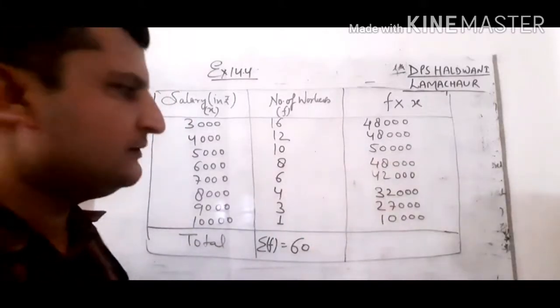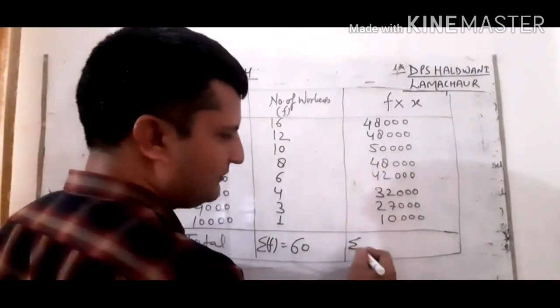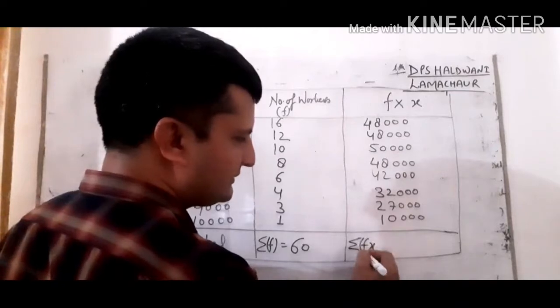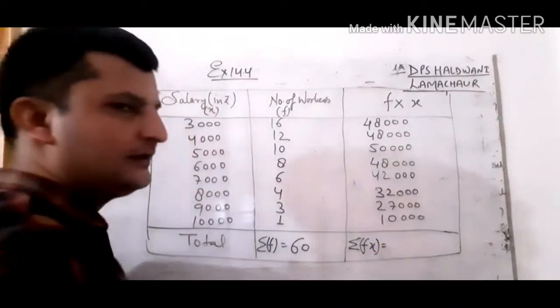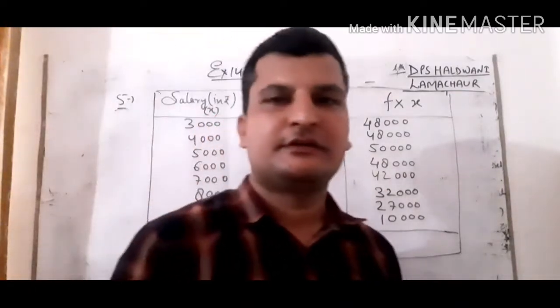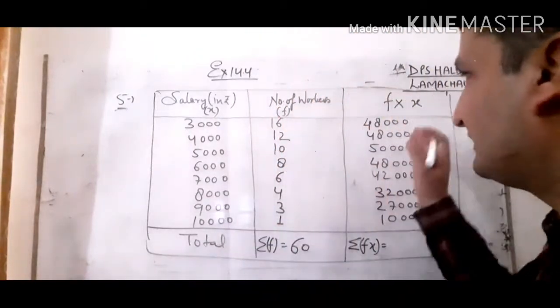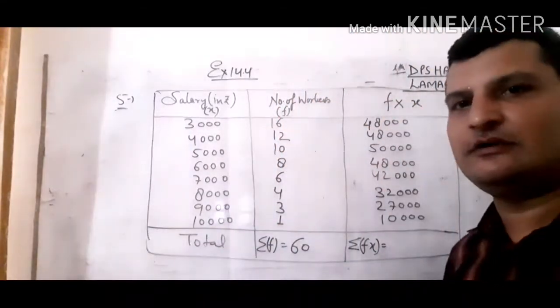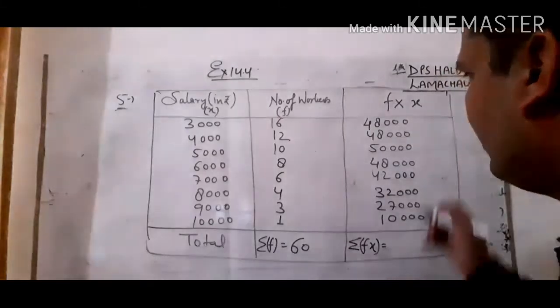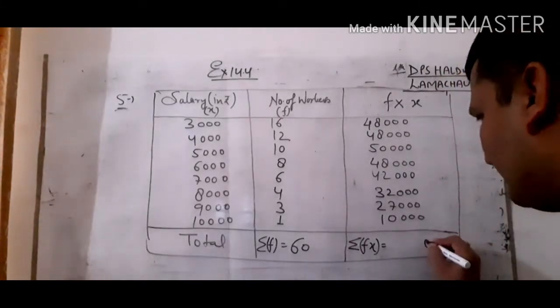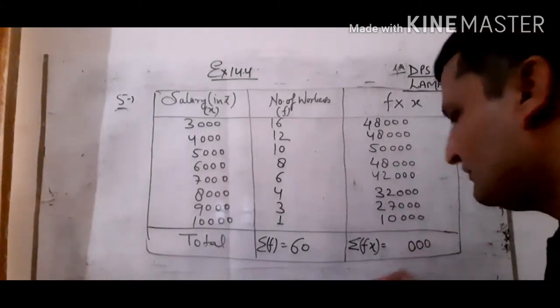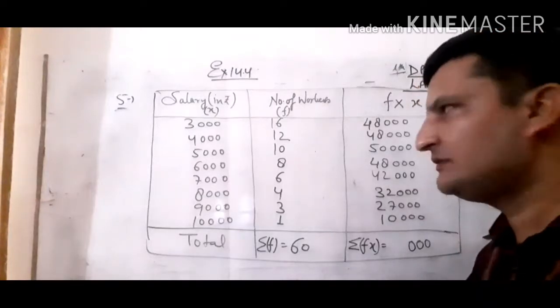So now what do we have to do, students? We have to find the value of sigma of fx. How can we find sigma fx? Simply we have to add all the numbers, all the fx, f into x. How can we calculate it? The three zeros are in place in all of them, so we can write 0, 0, 0 here.